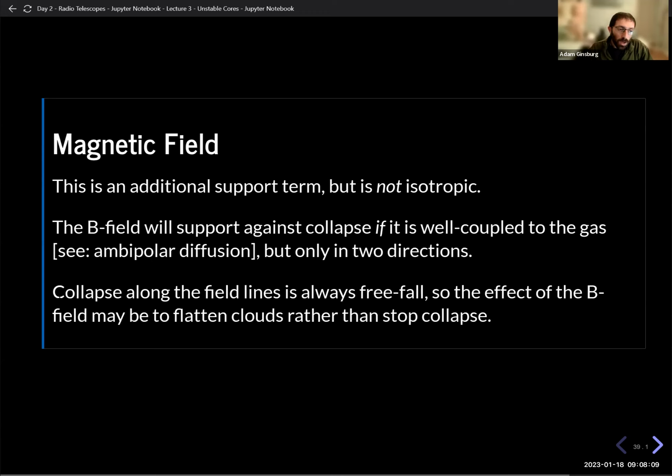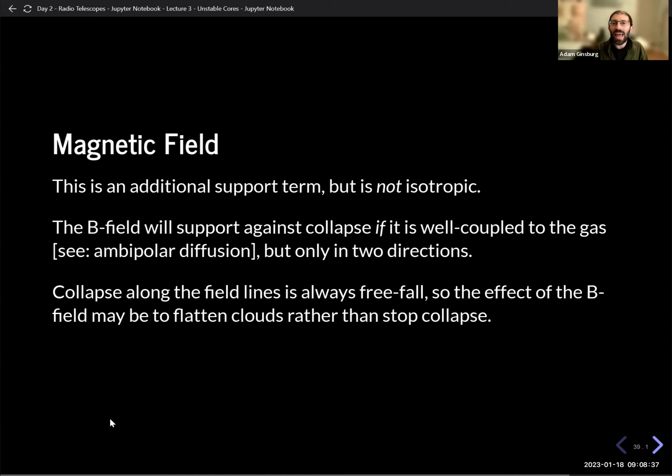There's also the fact that even if the gas is fully coupled to the magnetic field, so even if the magnetic field works perfectly, collapse along the magnetic field lines is always just like the models we've done. So the effect of the B field is probably actually just to flatten out clouds because they can only collapse one way rather than to stop collapse. So the magnetic field doesn't necessarily stop gravitational collapse. It just makes it happen differently.